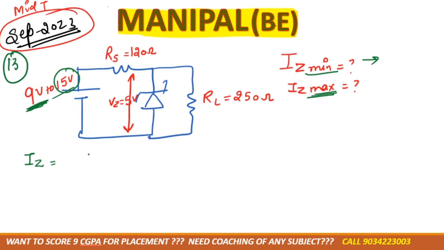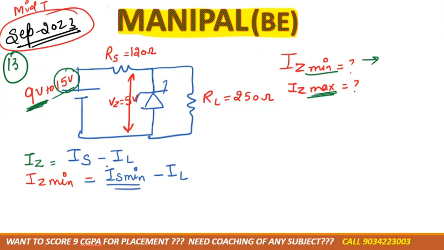Yeah, IZ is equal to IS minus IL, right? So can I say that IZ minimum is equal to IS minimum minus IL? Can I say like this? For IZ minimum, the supply current would be minimum only, right? And the load current is constant because the load resistance is constant. Correct? Any doubt up to here?